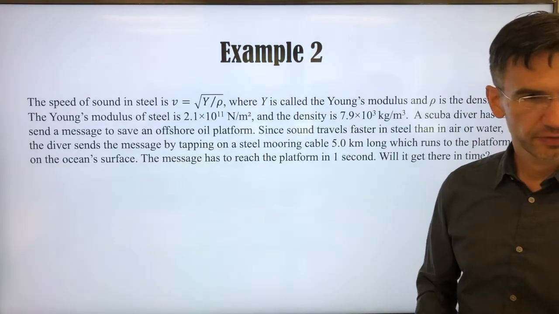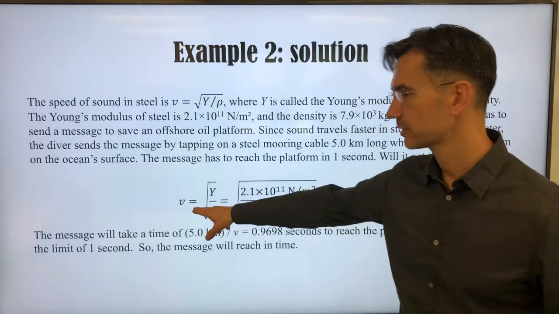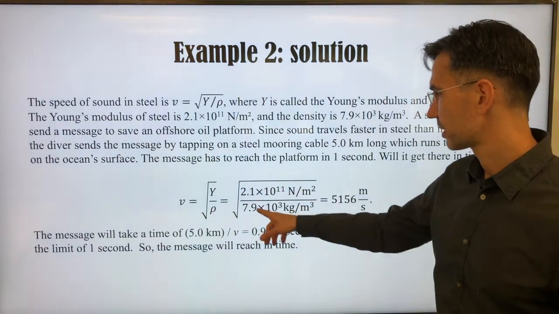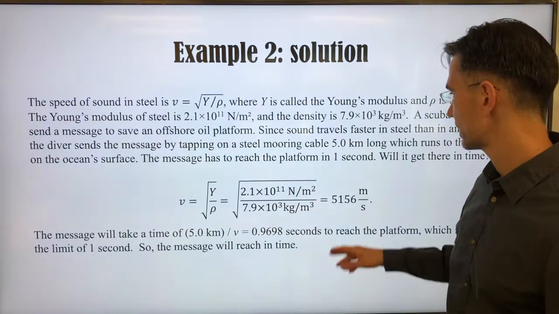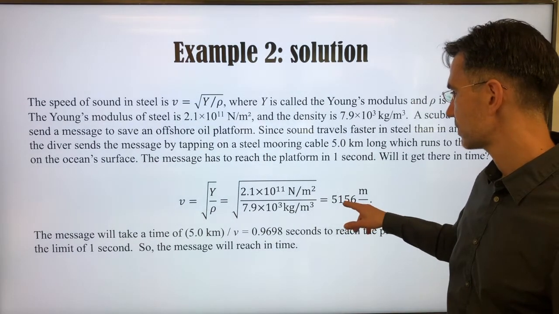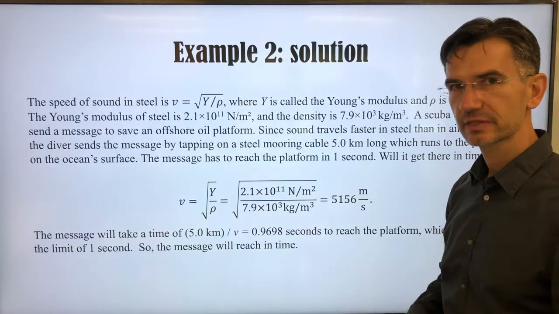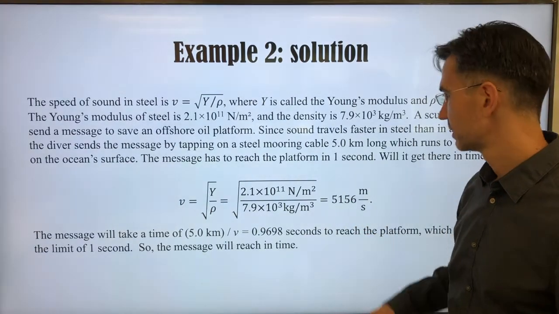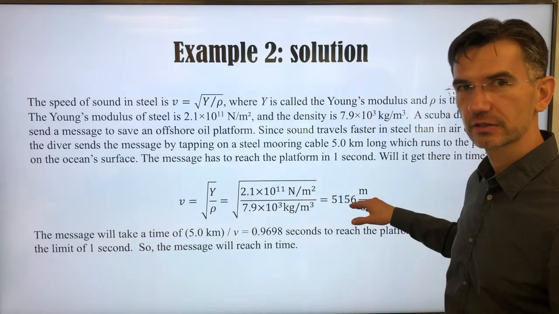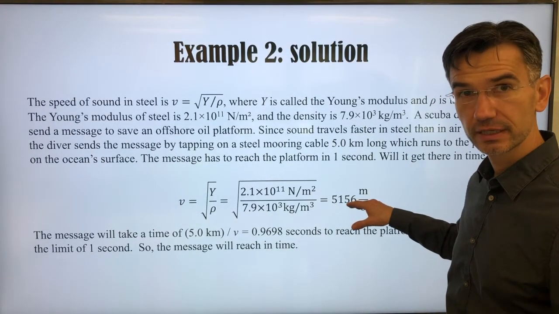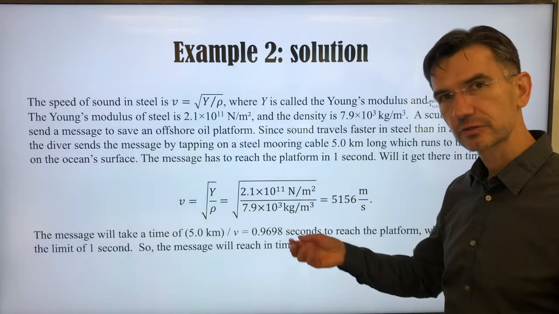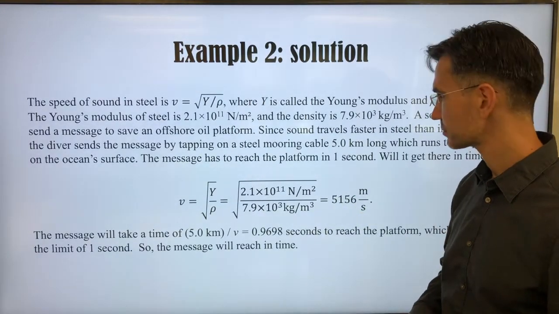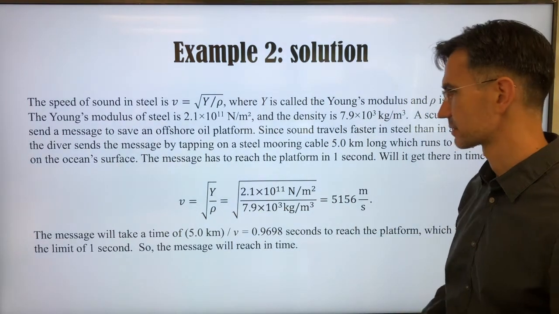So let's solve for this. The propagation speed of the wave is the square root of the Young's modulus over density. Here are the numbers that we have given in the problem. So then the propagation speed of the wave is 5,200 meters per second, so 5.2 kilometers per second. For comparison, the propagation speed of sound in air is only about 300 meters per second. So you can see that in steel, which is a much stiffer material, the propagation speed is greater.